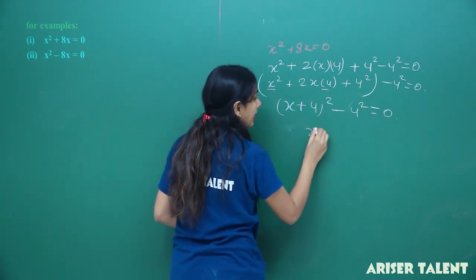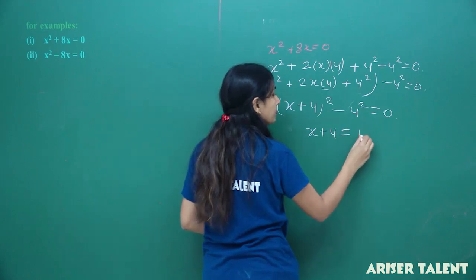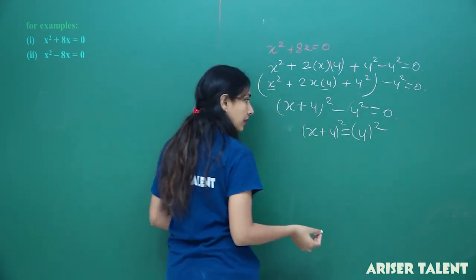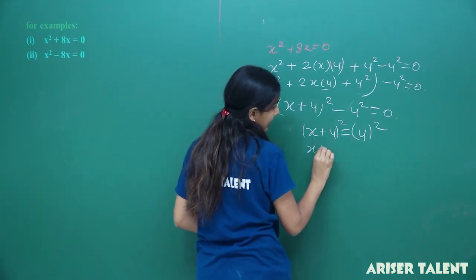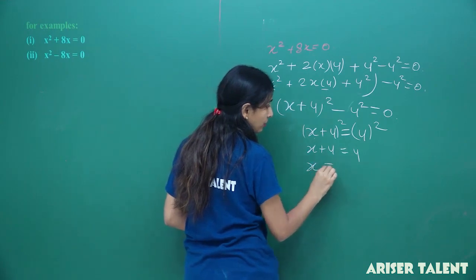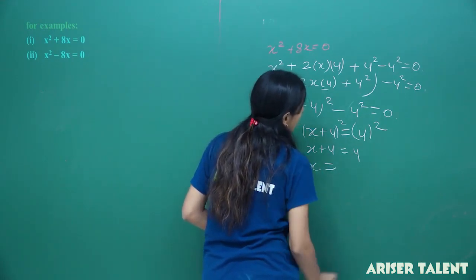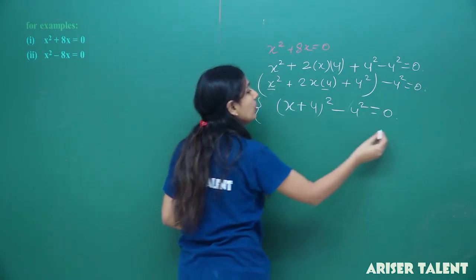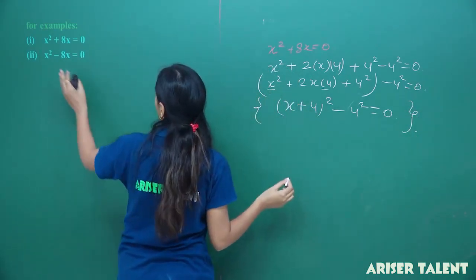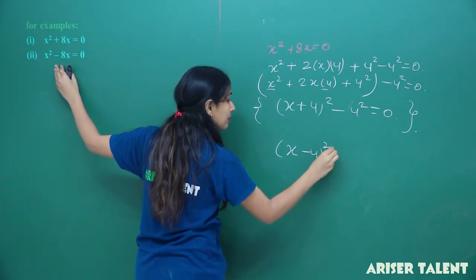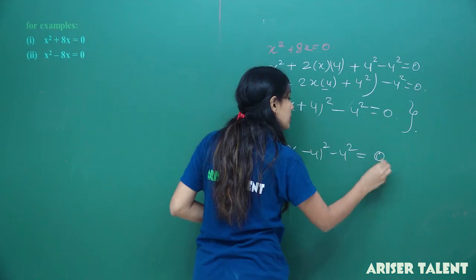So (x plus 4) whole square will become equal to 4 square, right? That will be x plus 4 equals 4, right? So x will be equal to, okay. So we have done this till here, how you have to convert it. Now if I am going to convert this, what will it become? It will become this. You can try this, and we have done this before also.